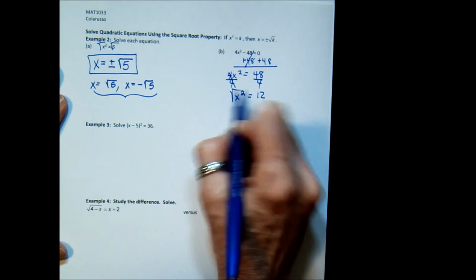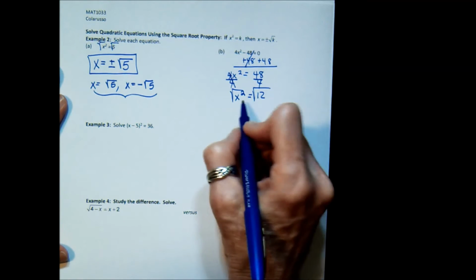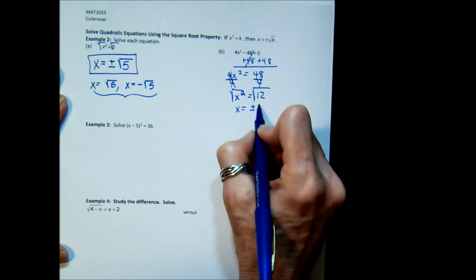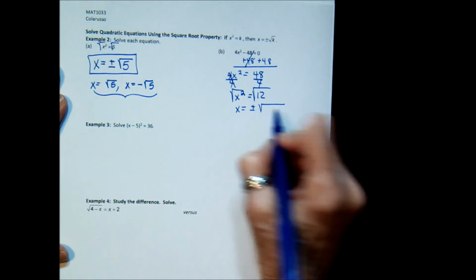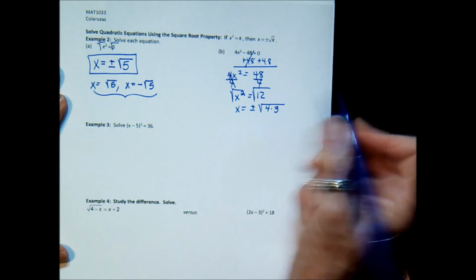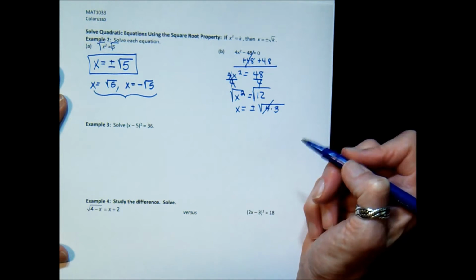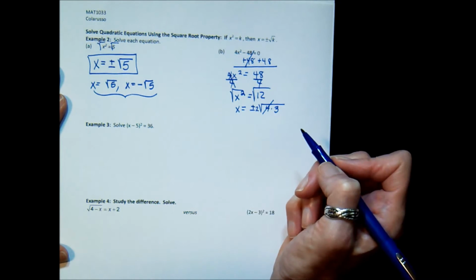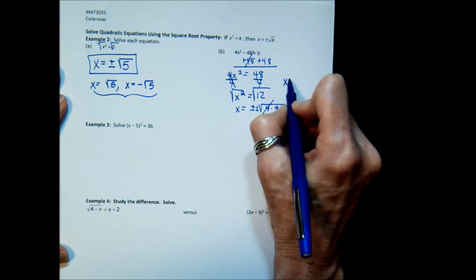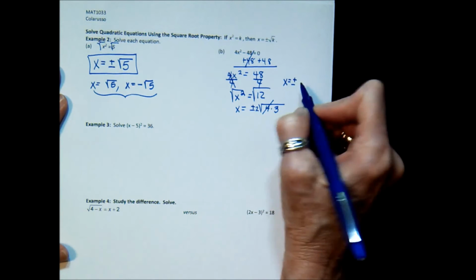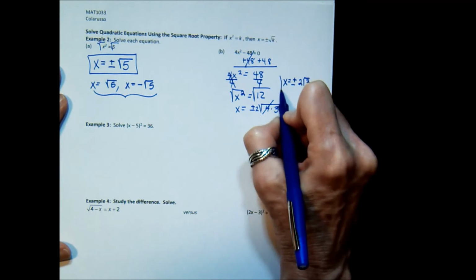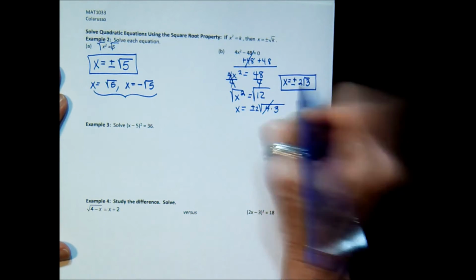I can take the square root of both sides. Square root of x squared is x. Square root of 12 is plus or minus. Now I've got to break this down because it can simplify. That's a 2. Now watch where the 2 goes. It goes right in front of the radical. So you end up with x equals plus or minus 2 radical 3. So the plus or minus is in front of that 2.